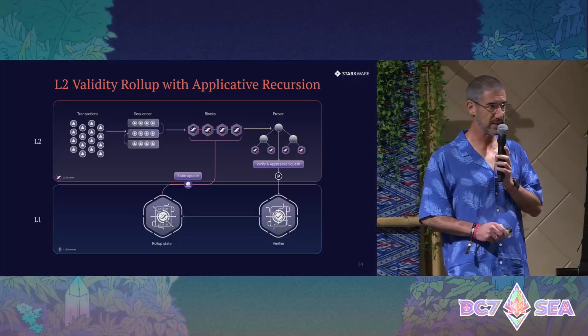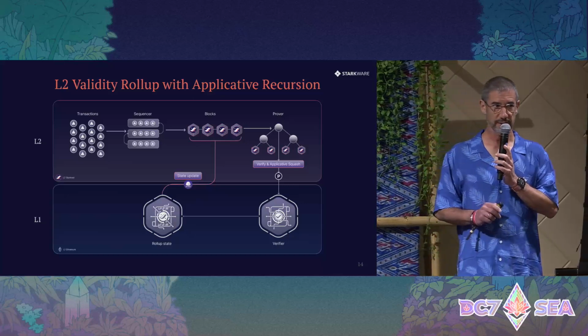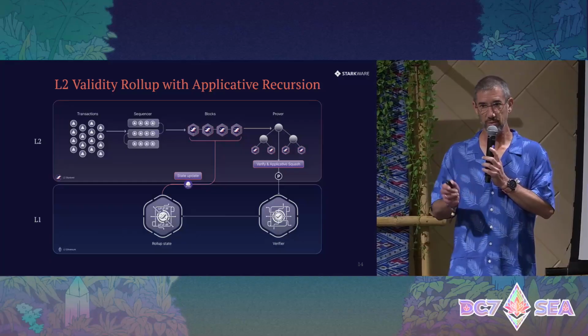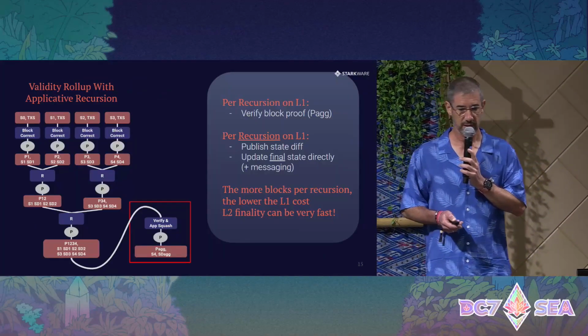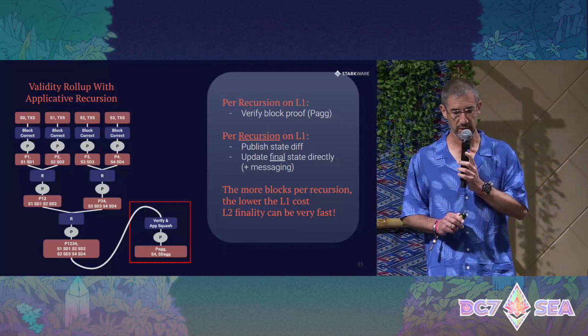But now, instead of doing a state update per block, we can do a state update per recursive cycle, if you like, for multiple blocks together simultaneously. So what does this look like? So we have the recursive, applicative recursion.